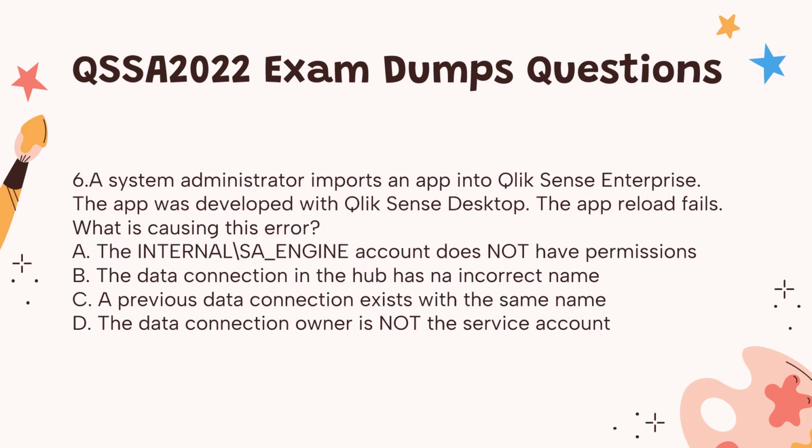6. A system administrator imports an app into Qlik Sense Enterprise. The app was developed with Qlik Sense Desktop. The app reload fails. What is causing this error? A. The internal SA_engine account does not have permissions. B. The data connection in the hub has an incorrect name. C. A previous data connection exists with the same name. D. The data connection owner is not the service account.